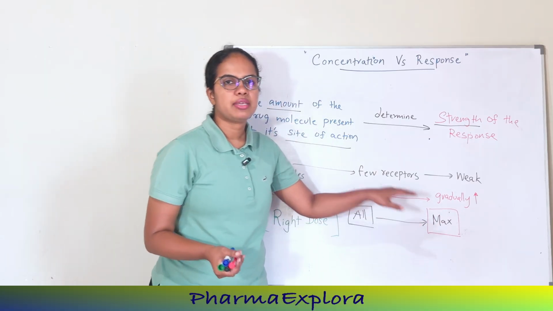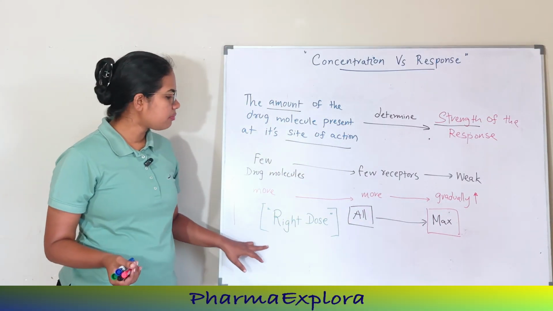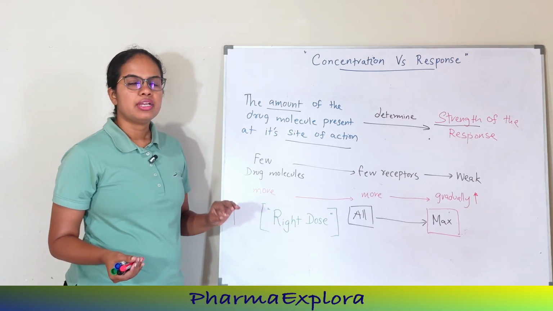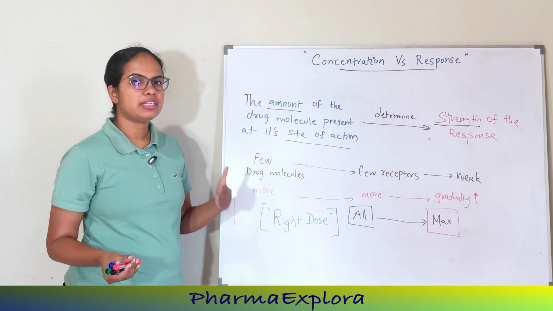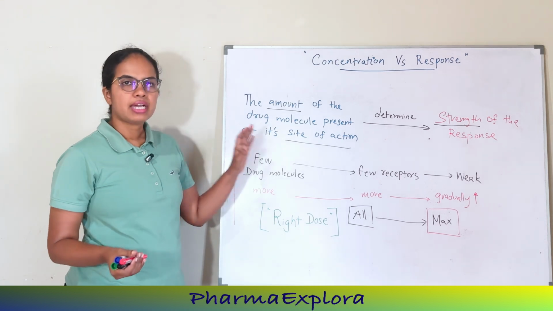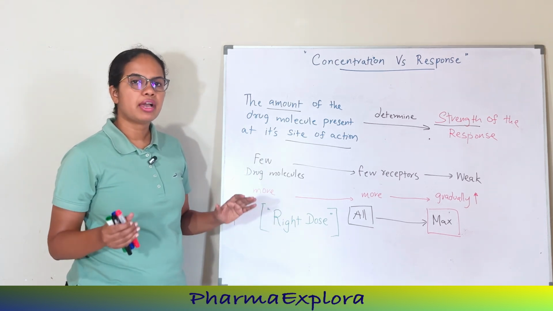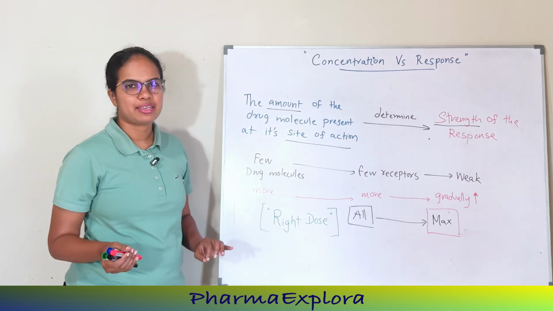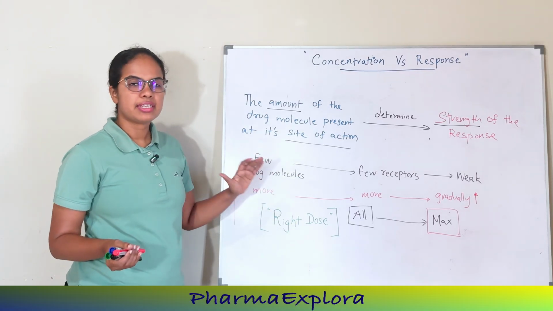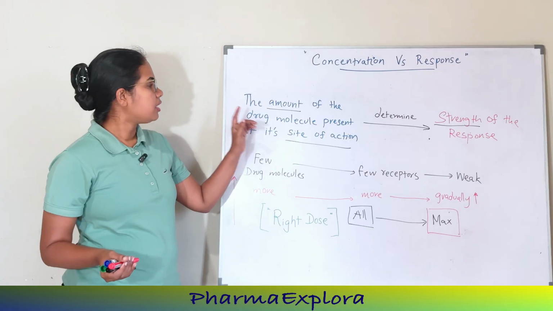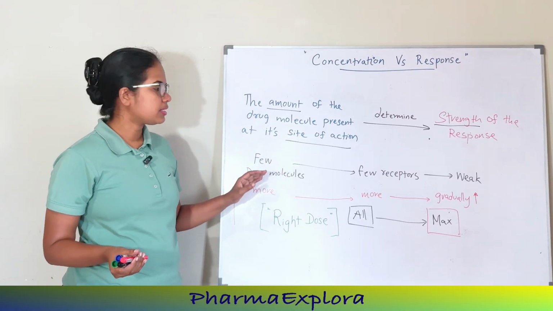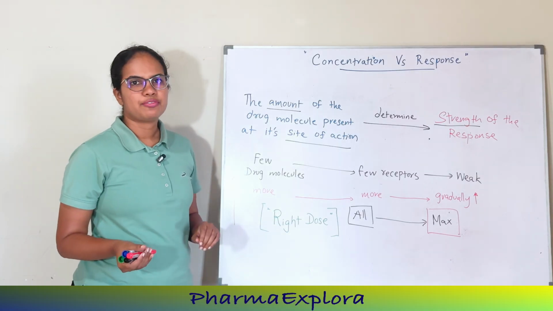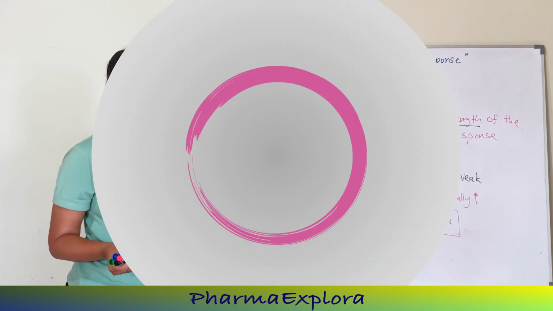So this is very important for clinicians to determine the right dose for a particular medicine to treat a disease, avoiding toxicity. So pharmacodynamics helps find the right balance using this concept. This is the relationship between the amount of drug molecules present at the site of action and the strength of the response.